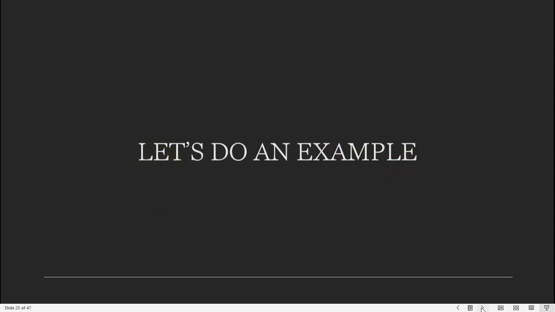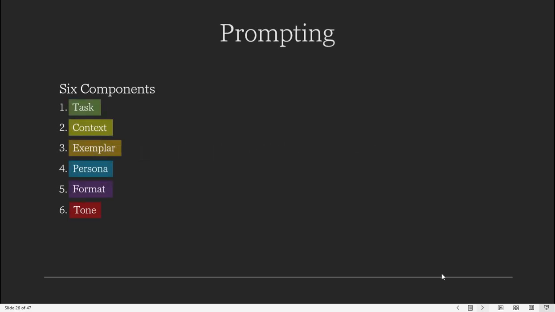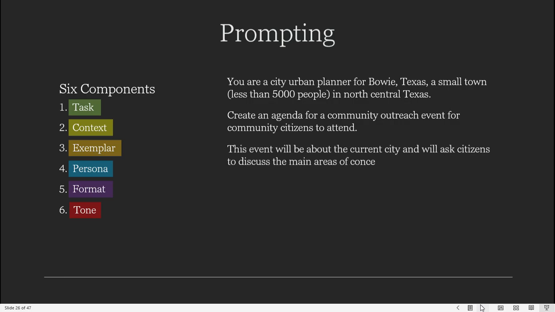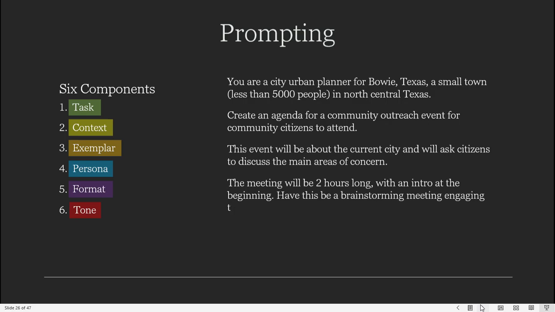Okay, so now that we understand how to prompt using ChatGPT, let's try to create a response, and let's try an example. Okay, so we have our 6 components. Let's take, you are a city urban planner for Bowie, Texas, a small town, less than 5,000 people in north central Texas. Create an agenda for a community outreach event for community citizens to attend. This event will be about the current city and will ask citizens to discuss the main areas of concern. The meeting will be 2 hours long with an intro at the beginning. Have this be a brainstorming meeting, engaging the citizens to talk with members about the issues of the city. Follow a business but friendly tone. Let's find the 6 components now.